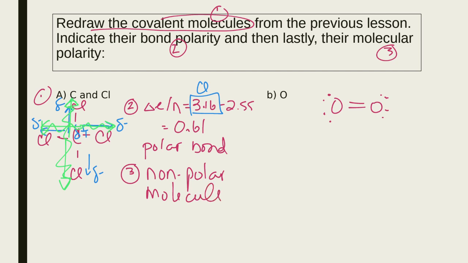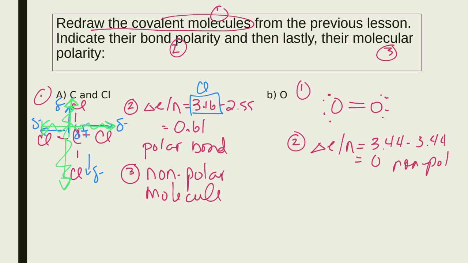Let's look at the next example, which was oxygen. So we did our Lewis structure for oxygen. That would be step 1. Step 2 would be to calculate the bond polarity. This one's easy. Difference in electronegativity. Oxygen is the same, so we're going to subtract 3.44 from 3.44, which is 0. And we know that that would be a non-polar bond.